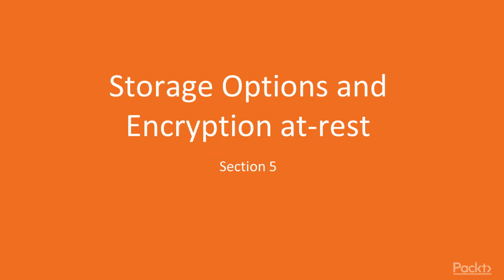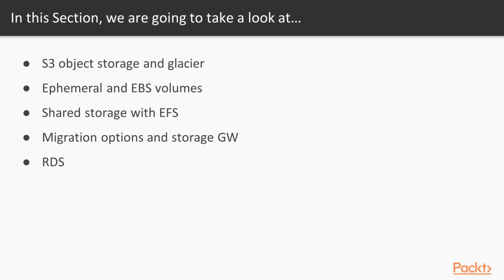Welcome to Section 5, Storage Options and Encryption at Rest. In this section, we are going to cover a few concepts about AWS services for storage and encryption at rest, like S3 object storage and Glacier, ephemeral and EBS volumes, shared storage with EFS, migration options and Storage Gateway, and finally we will end up talking about RDS, the Relational Database Service.